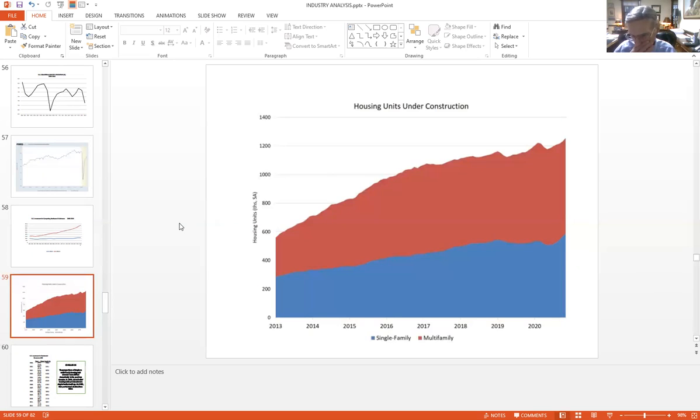Here's the way the housing industry is shaping up. And we talk about this in the marketing lecture, so it shouldn't be a surprise to you. But the red portion of this diagram consists of multifamily units under construction. And you can see that that's where the largest growth in the residential construction industry has been. And as we go forward, it looks like that gap is going to widen quite a bit more.